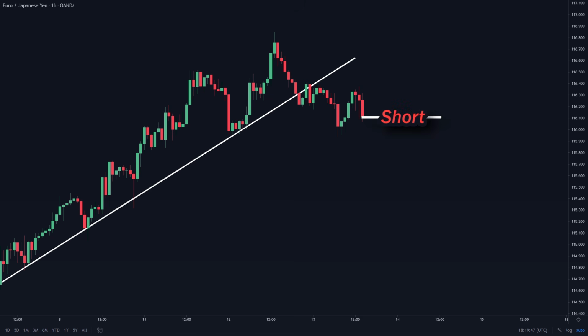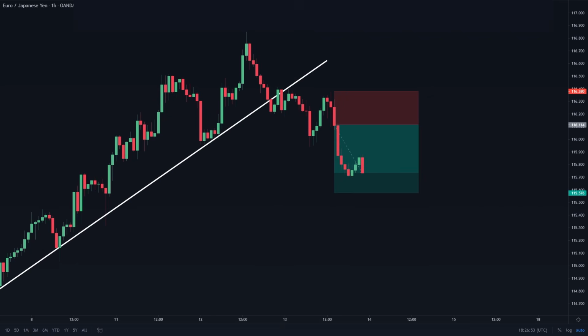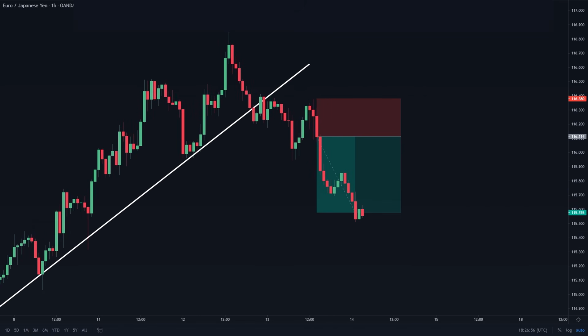And of course, no strategy is 100% accurate, so we need to make sure that our exit strategy is in place. So for our stop loss, we can place it near a key level, which is slightly above the double top pattern, and set your profit target at 2-to-1 risk ratio. And as you can see, this trade ended up being profitable. Now let's look at other variations of this technique.